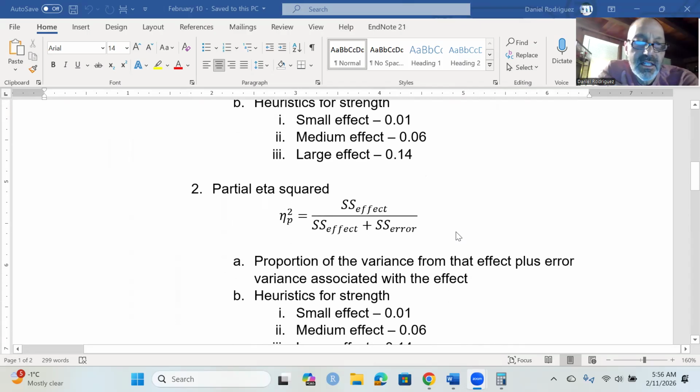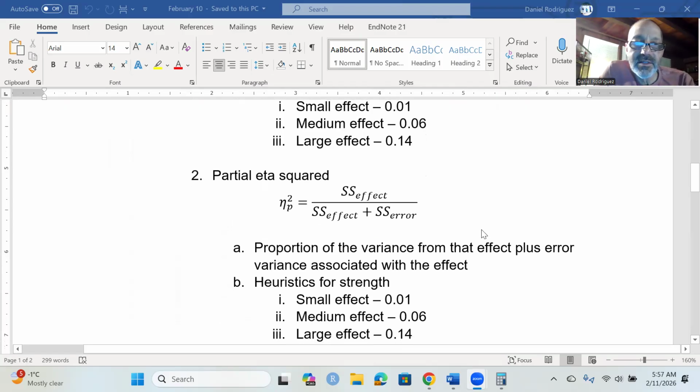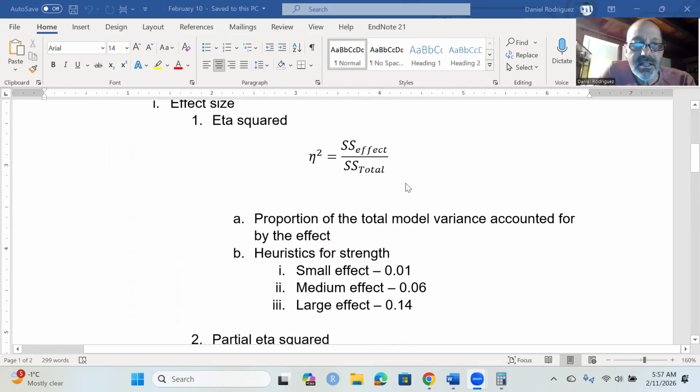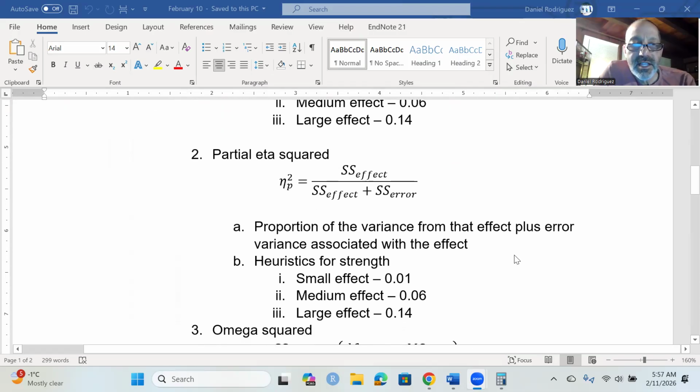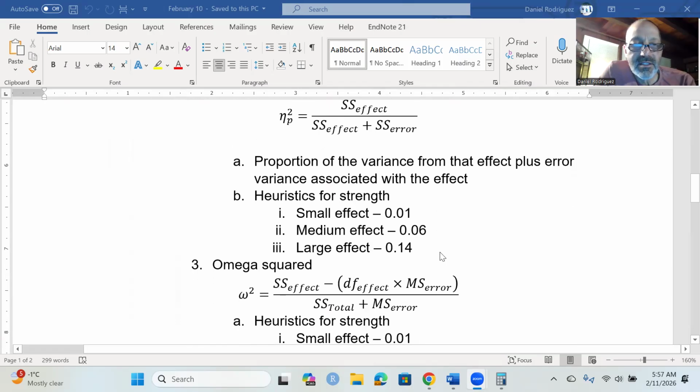Partial eta squared looks really just at that effect, like what proportion of the effect plus the error. So it's the effect plus the error. We're not doing the total effect. We're looking at the effect of that particular variable plus error, which in general is anything that we didn't assess in our model. So it's a little bit different than eta squared. Eta squared is the one that's generally reported more so, but partial eta squared uses the same heuristics: 0.01, 0.06, and 0.14.